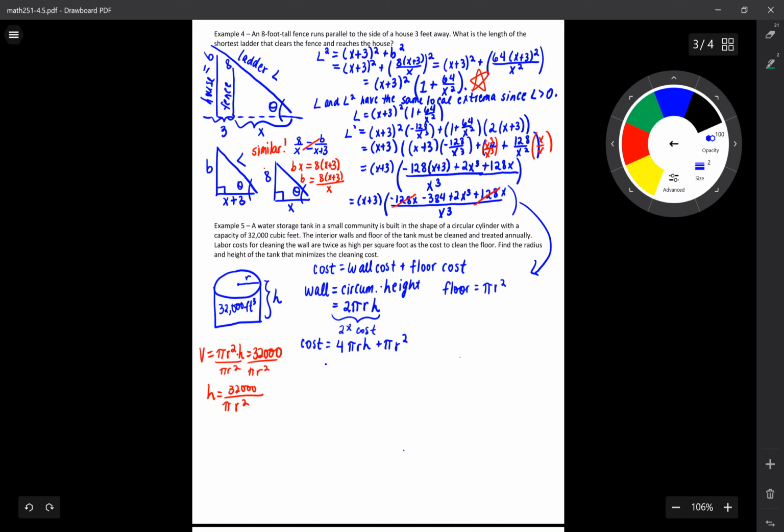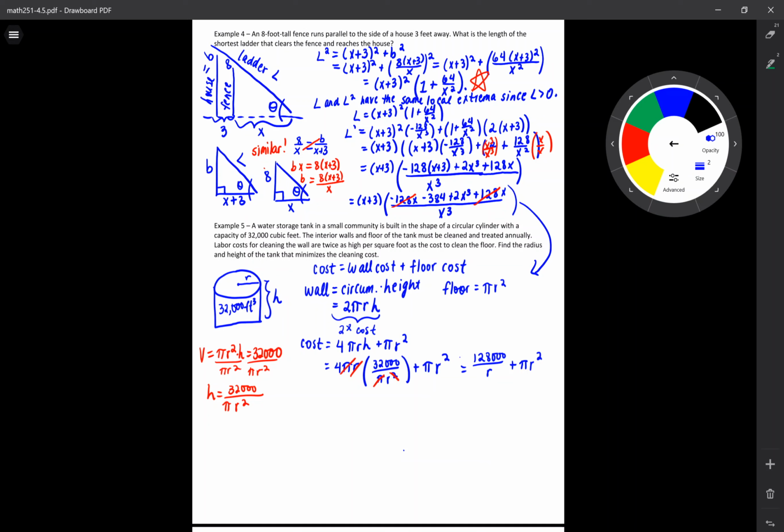So our cost here is equal to 4 pi r times h, which is 32,000 over pi r squared, plus pi r squared. I can simplify this a little bit. I can cancel out these pi's and one of the r's. So I'm left with, let's see, 4 times 32,000 is 128,000. So I get 128,000 over r plus pi r squared. That is the cost function.